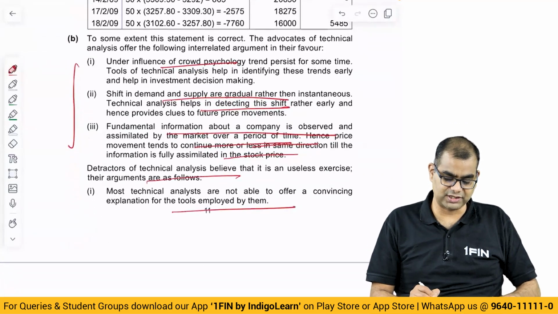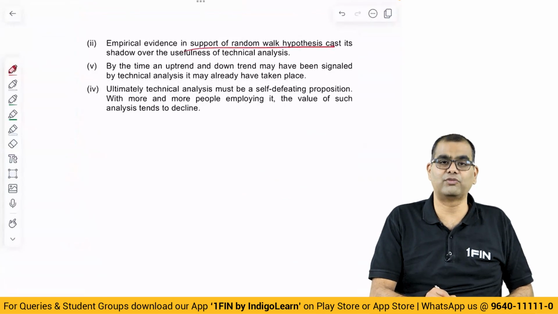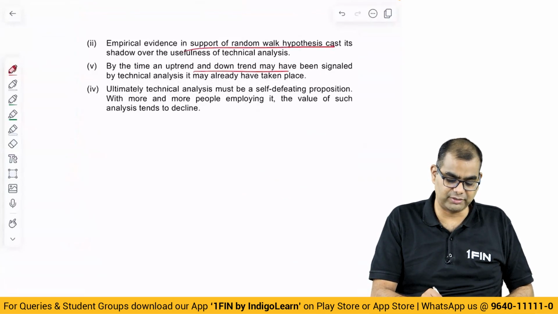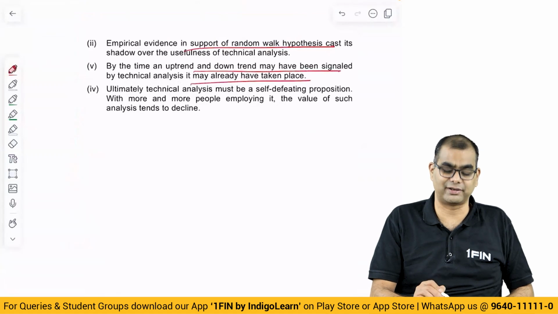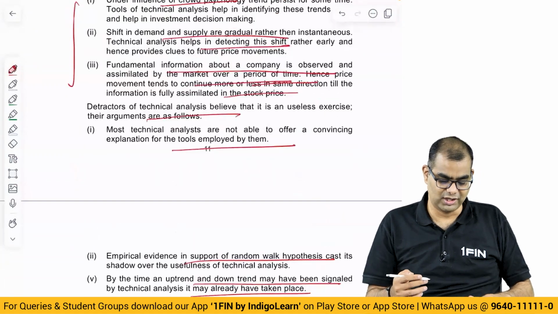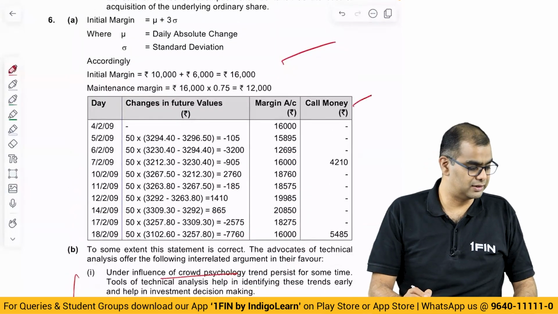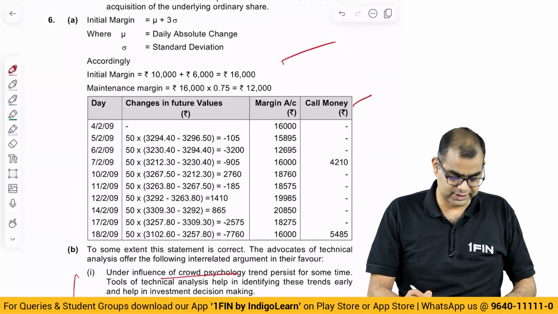Detractors say they are not able to offer a convincing explanation. Empirical evidence of the random walk process casts a shadow. By the time an uptrend or downtrend is signaled by technical analysis, it may have already taken place. It must be self-defeating. If more and more people employ it, you cannot get it. So this is also a fairly simple one. And this one, as I told you, is already available in our P600 plus.